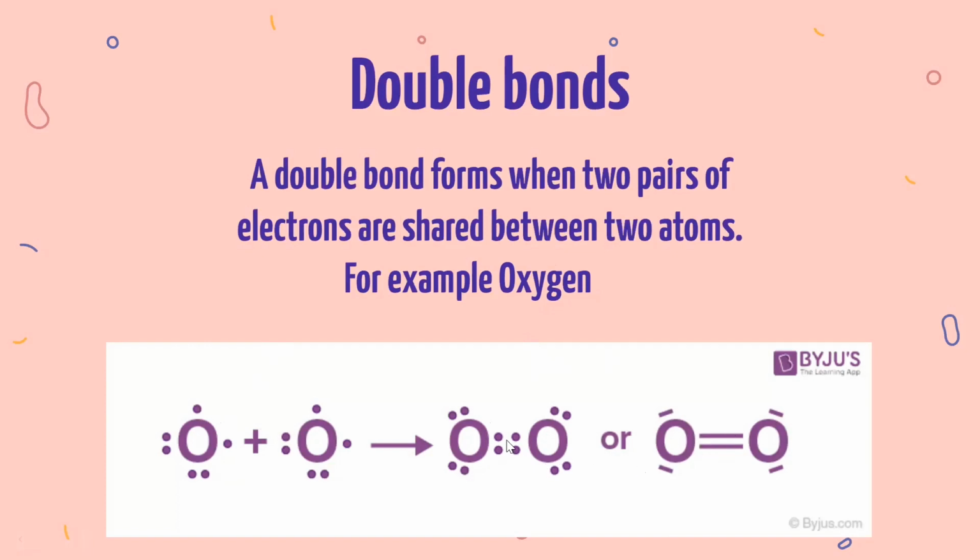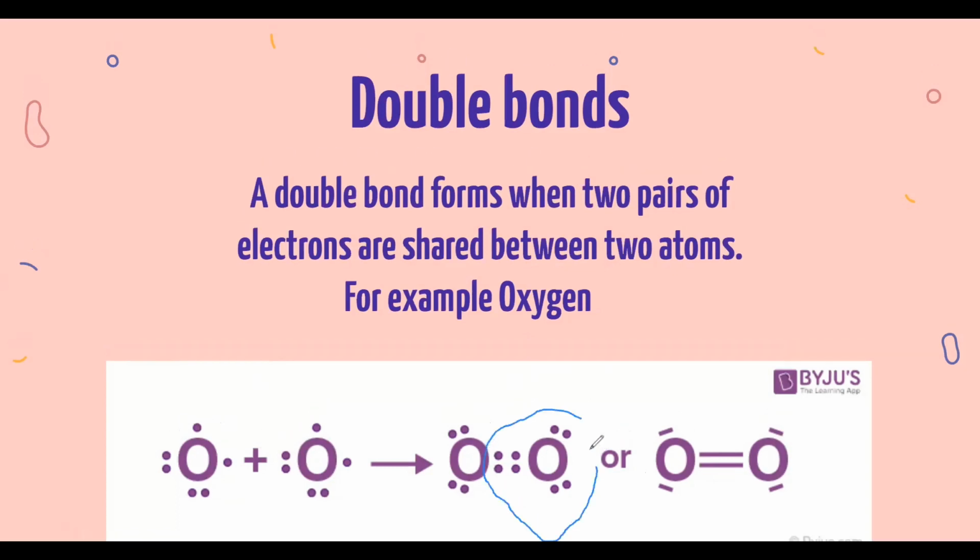All right, so let me annotate for you here. If you look here, this one oxygen atom will have 1, 2, 3, 4, 5, 6, 7, 8. Will have 8. And if you go on the left side, this will also have 8: 1, 2, 3, 4, 5, 6, 7, 8. They are sharing two pairs, four electrons, to complete the valence electrons.